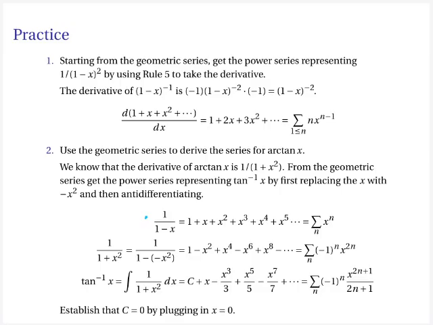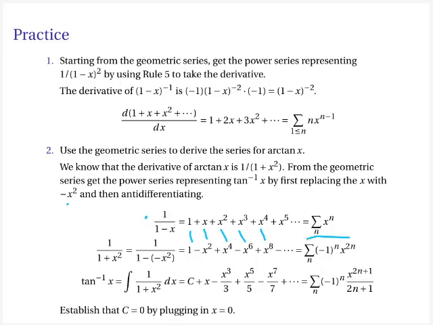We have a rule that says you can go through and replace all the x's by a times x to the m, as long as you don't end up with negative powers, which we don't. So I replace the x with a minus x squared. When you replace the x with a minus x squared, you get this. There we go.